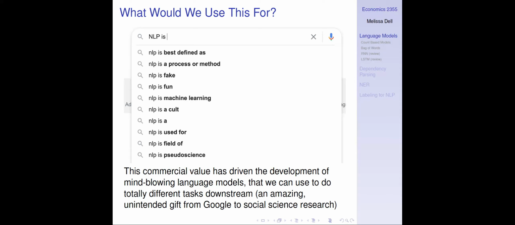Anyways, Google takes everything that everybody ever puts into Google and trains an autocomplete model. And if you do this in Google Scholar, it's going to look really different, because people using Google Scholar are using it for different things than people using Google.